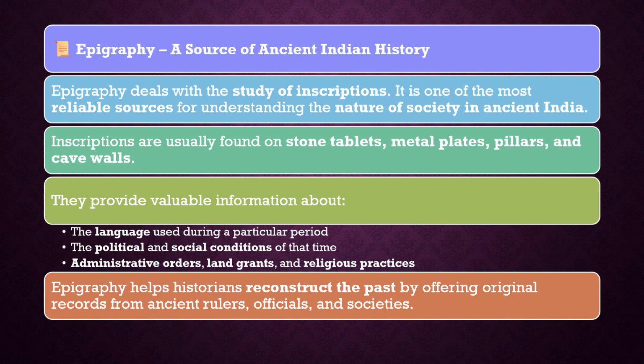Epigraphy deals with the study of inscriptions. I hope you all must be knowing about inscriptions. What are inscriptions? Inscriptions are writings which are carved on stone or metal that give information about history. These inscriptions are usually found on stone tablets, metal plates, pillars and cave walls. This epigraphy helps historians reconstruct the past by offering original records from ancient rulers, officials, and societies. It gives us the information of ancient rulers, officials, and societies.